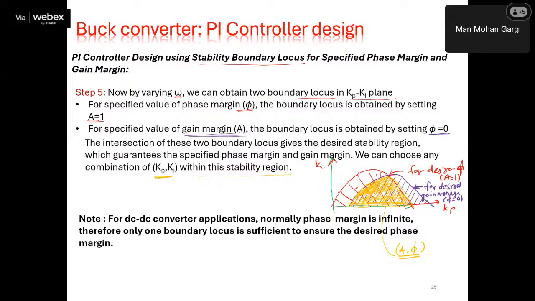In DC to DC converter applications, normally we consider phase margin only. Gain margin is infinite, therefore only one boundary locus is sufficient to ensure the desired phase margin. This way we can find out Kp and Ki.